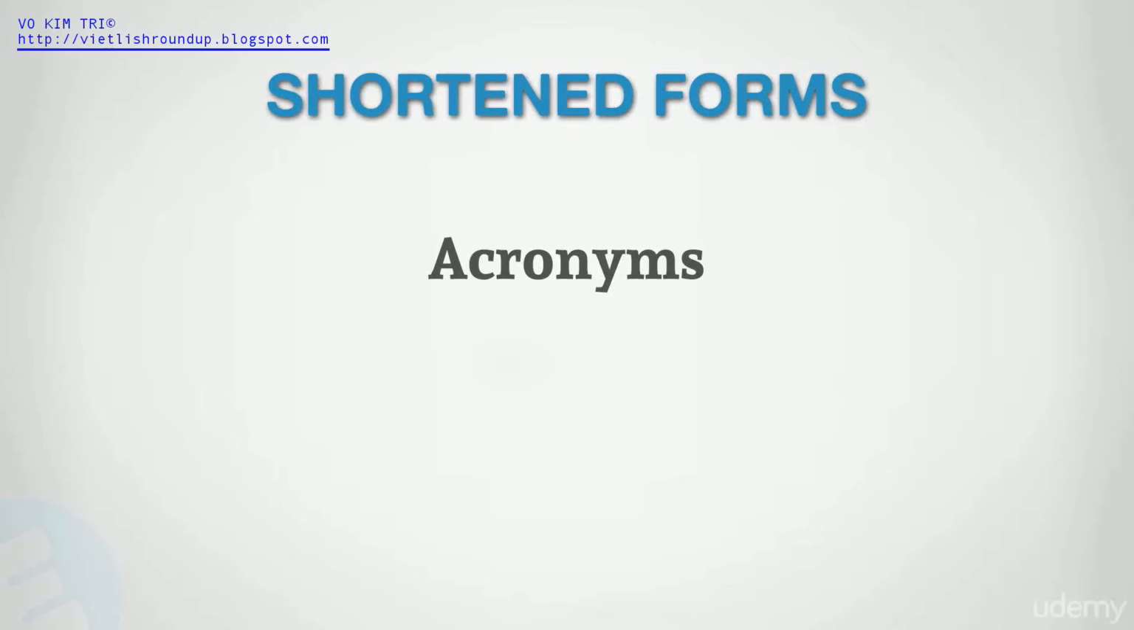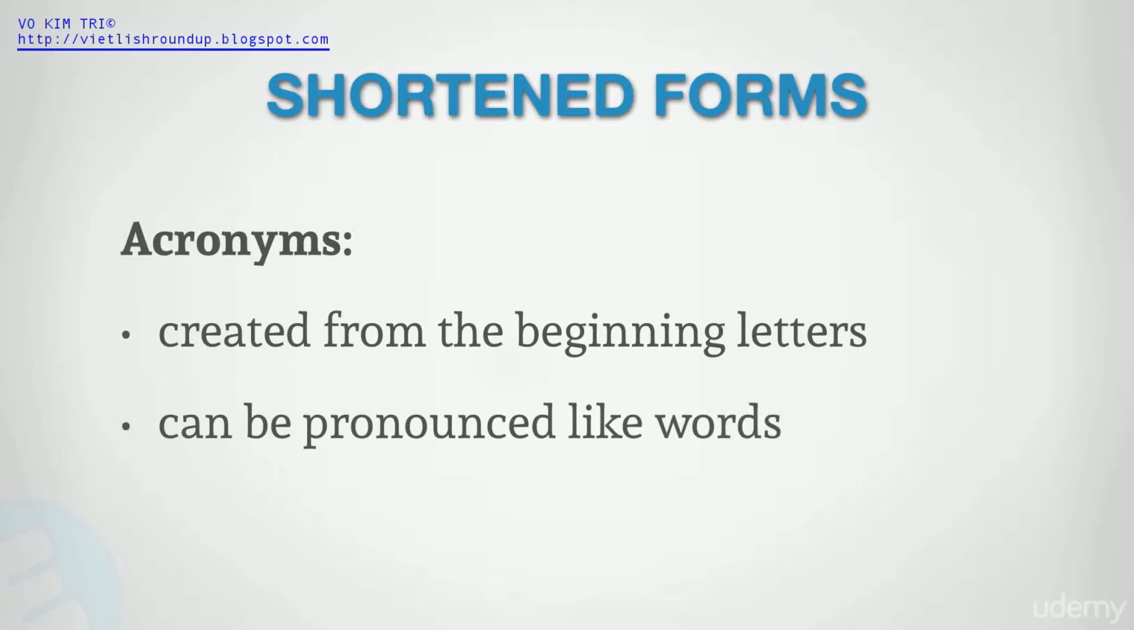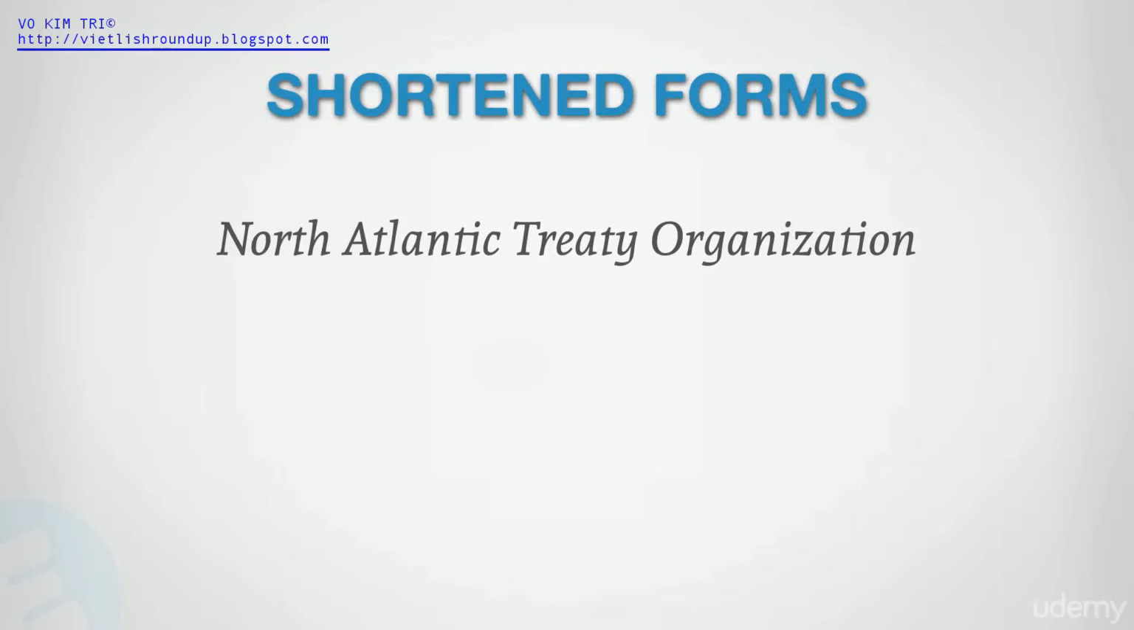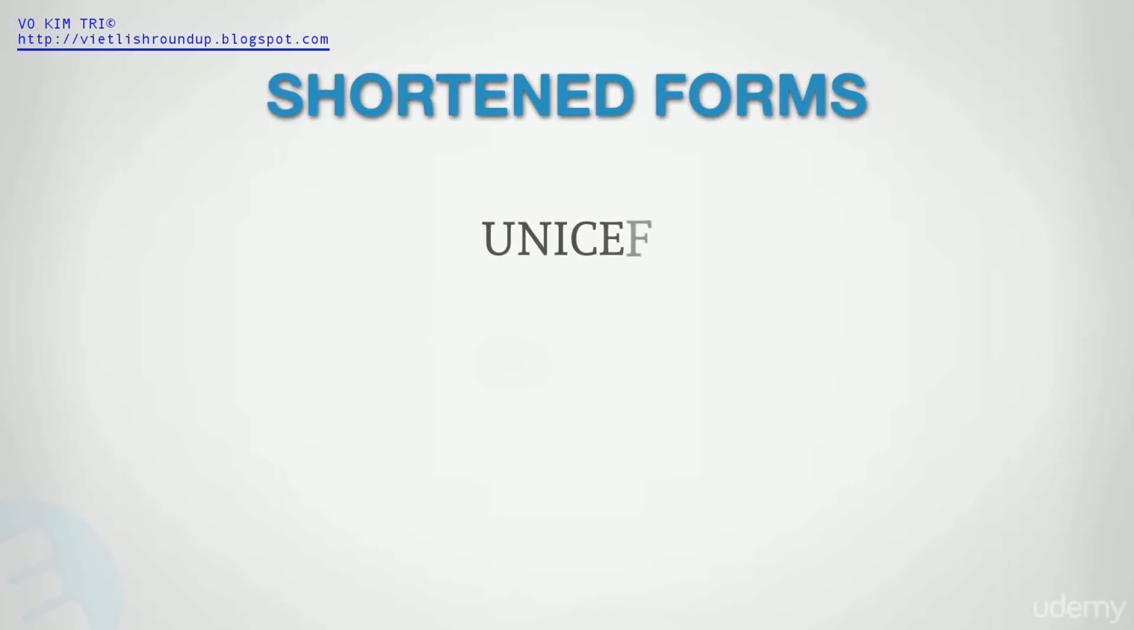There are two more groups of shortened words. Those are acronyms and initialisms. Acronyms are words created from the beginning letters of a name or a phrase, and they can be pronounced like actual words. For example, the North Atlantic Treaty Organization is also known as NATO, or Self-Contained Underwater Breathing Apparatus, or SCUBA, UNICEF, AIDS, SARS, NASA.